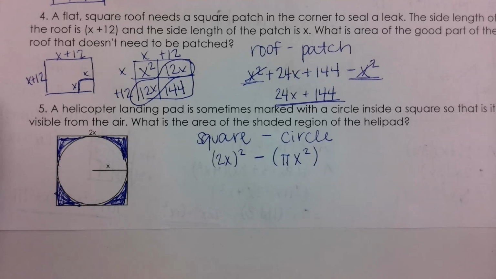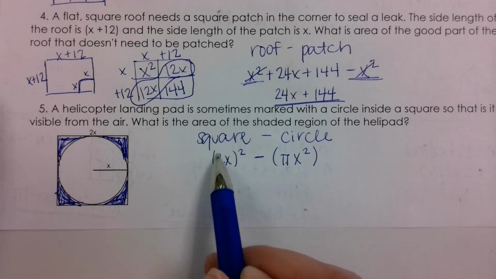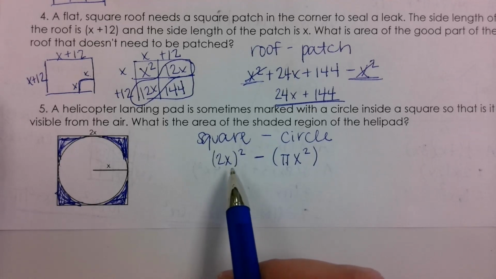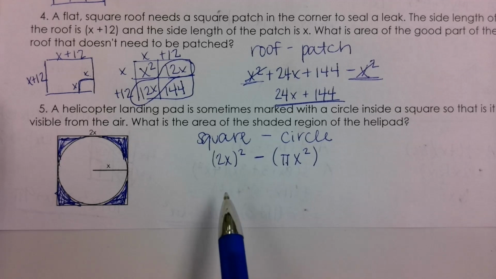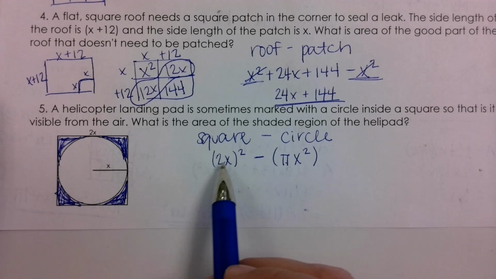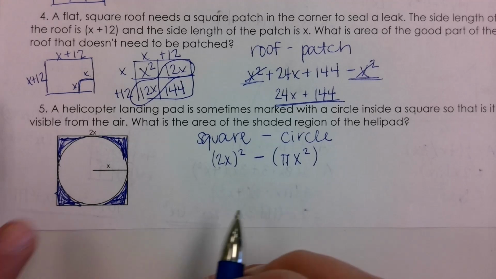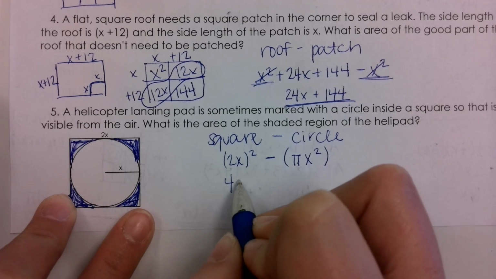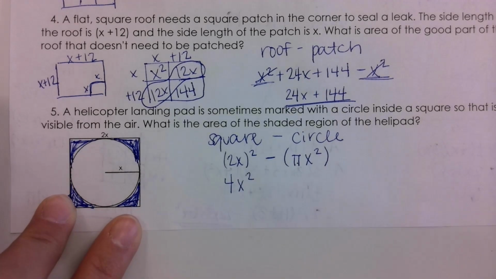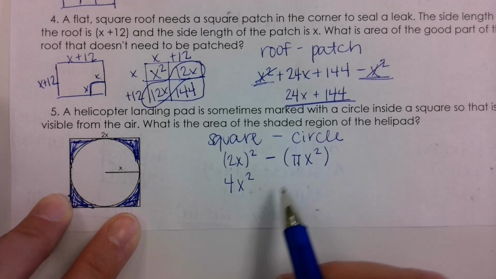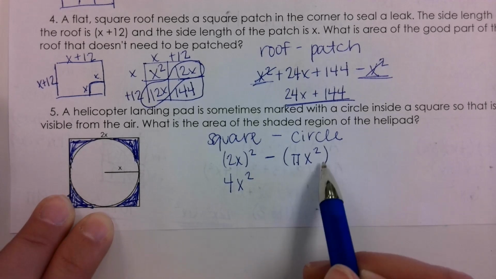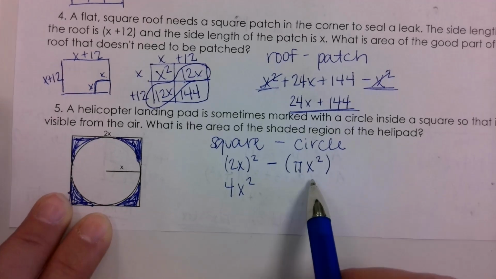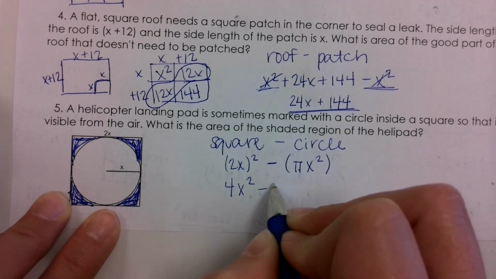So when we have a bunch of stuff inside parentheses and an exponent on the outside, what do you have to do? Kind of distribute that exponent, give it to everything. So we're going to do 2 squared, which is what? 4. And then x squared, which is the x squared. Is that alright? Then we have pi x squared over here. Is there anything we can do with that? Nope, so I'm just going to say minus pi x squared.